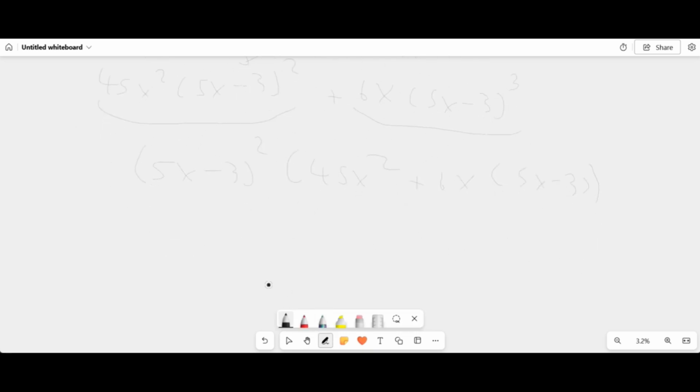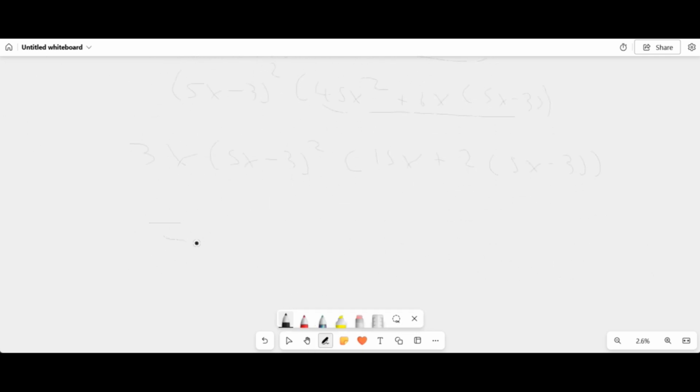Now take out 3x from this whole thing. So it becomes 3x there, (5x minus 3) squared, open bracket, 15x because we took out 3x, plus 2 times (5x minus 3).